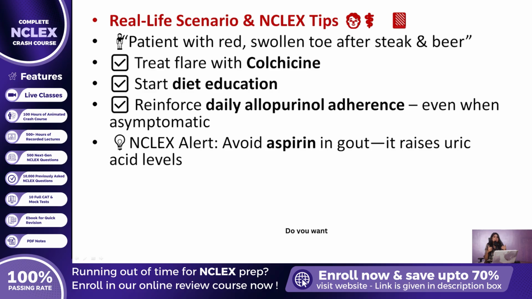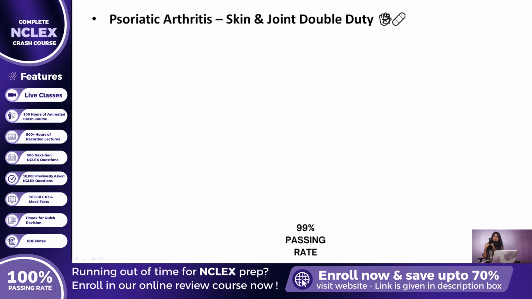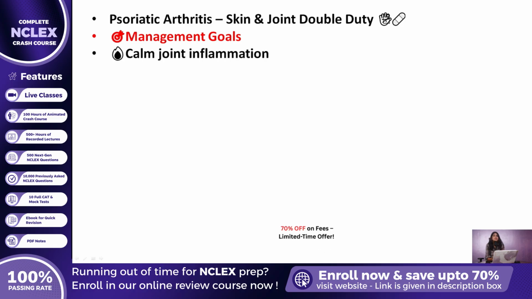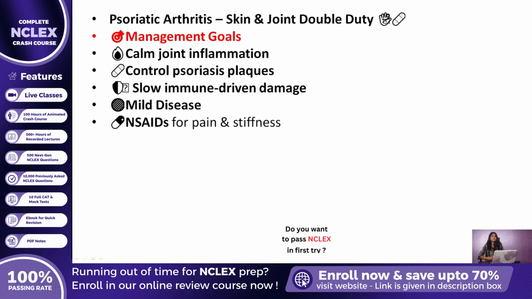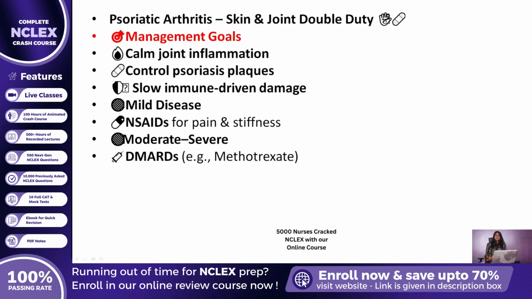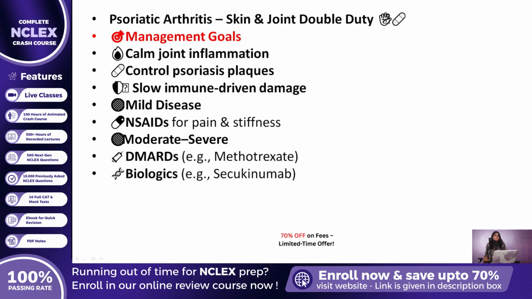Now here is where things get a little more complex, because when skin and joints collide, we are talking about psoriatic arthritis. This autoimmune condition demands a dual-focus approach that treats both joint inflammation and the chronic skin issues that come with psoriasis. For patients with mild joint symptoms, non-steroidal anti-inflammatory drugs may be enough to provide relief. But in more advanced cases, disease-modifying anti-rheumatic drugs like methotrexate or biologic agents such as secukinumab are prescribed to suppress the immune response and control disease progression.